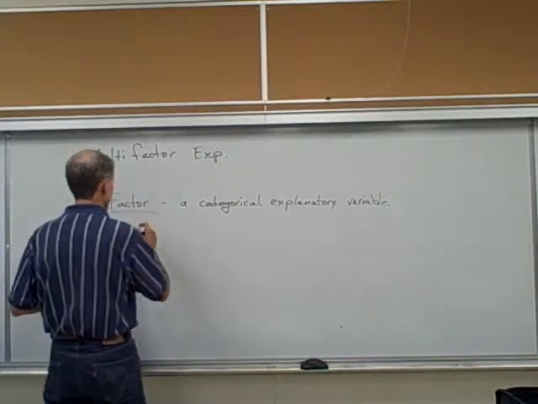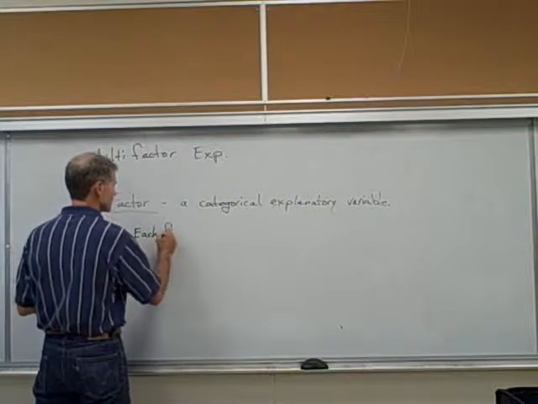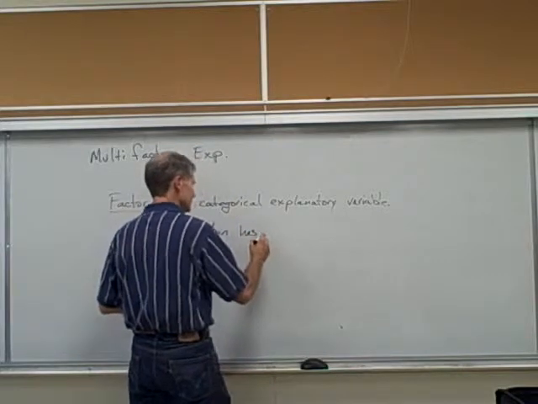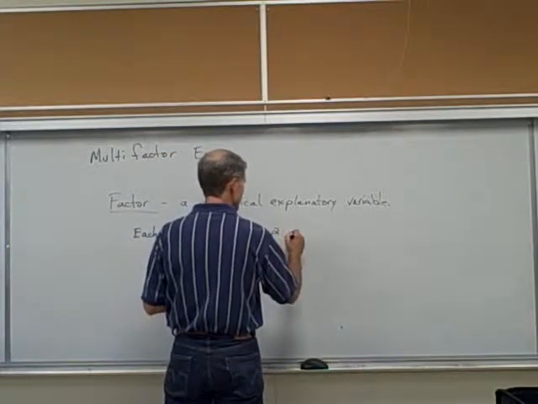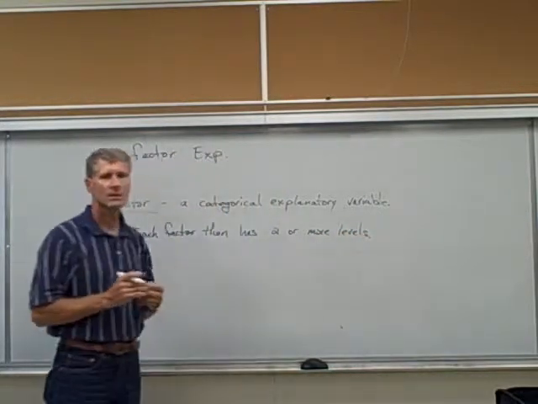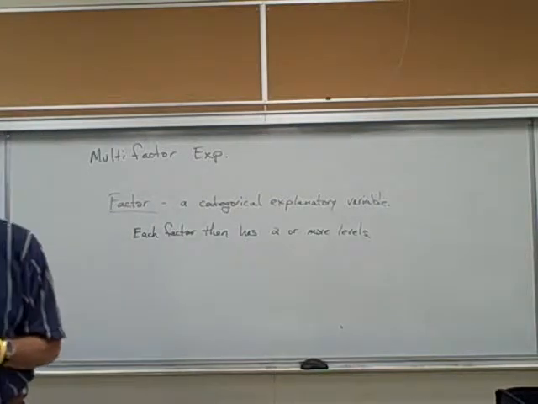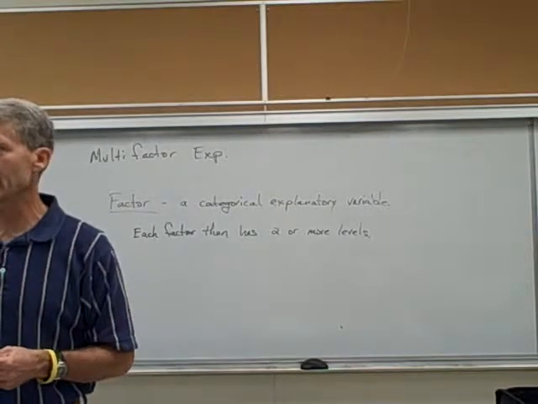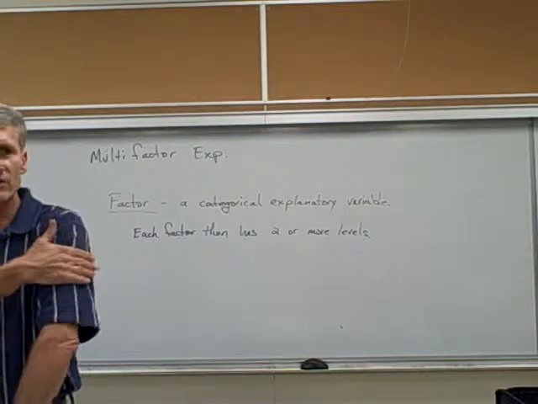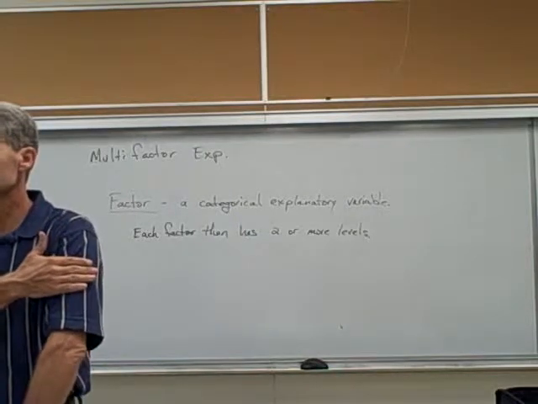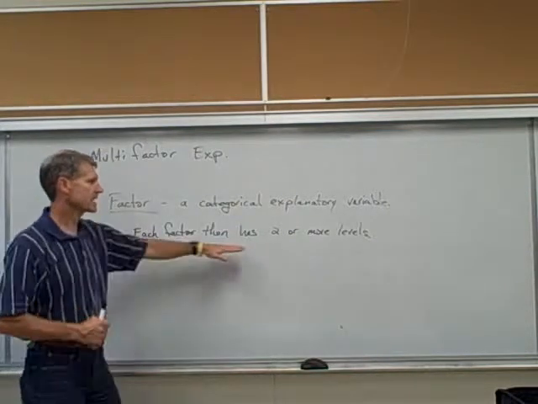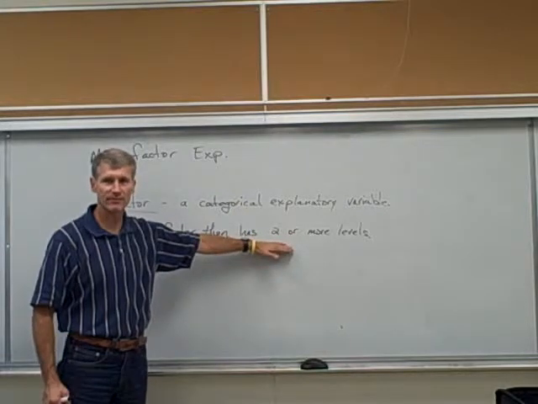So each factor then has two or more levels. So if I'm doing this study on smoking cessation, I might say, well, I'm going to randomize you, and you're either going to get a patch or you're going to get a placebo patch. So it's a patch you stick on your arm, but it doesn't have any nicotine in it. So one of my factors is the patch, and it has two levels, either active or placebo.